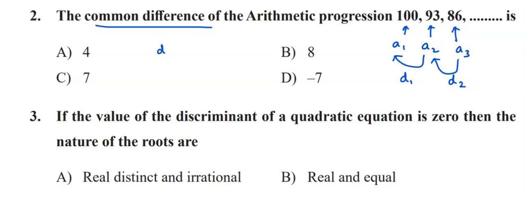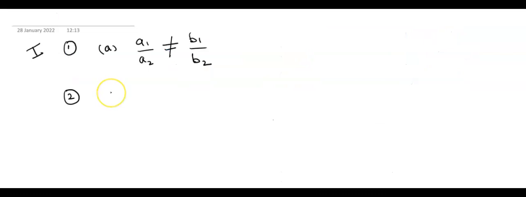So we know the formula to find the common difference, that is A2 minus A1. What is A2? 93 minus the first term, 100. Can you subtract 100 from 93? No. So 93 minus 100 is minus 7. So the final answer is option D, minus 7. Question number 2.